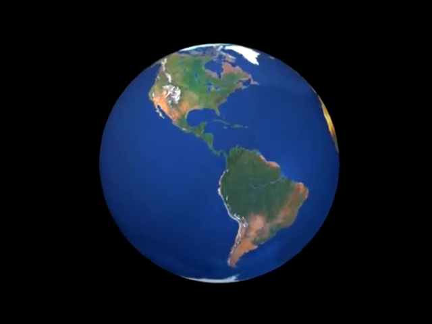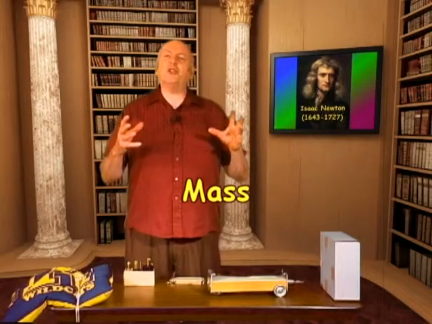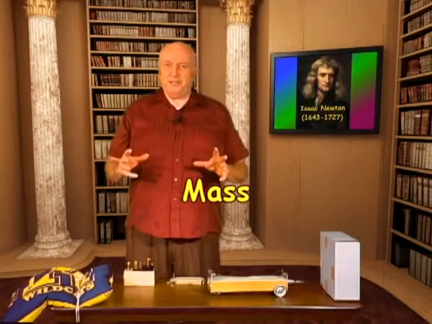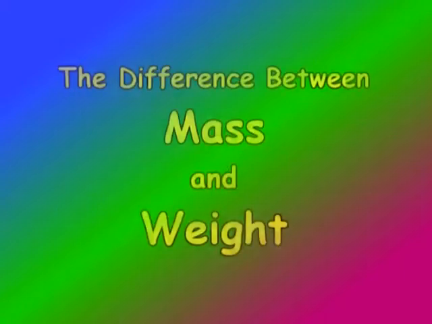But there's another quantity, and that's called mass. Mass is how much stuff there really is, how many atoms there are in something. So you are made of atoms and you have a mass. But that mass is pulled upon by gravity. And we measure mass in different units. In the English system, we use slugs, and you probably never heard of that one. In the metric system, we use grams or kilograms. Let me show you how different these two units are.